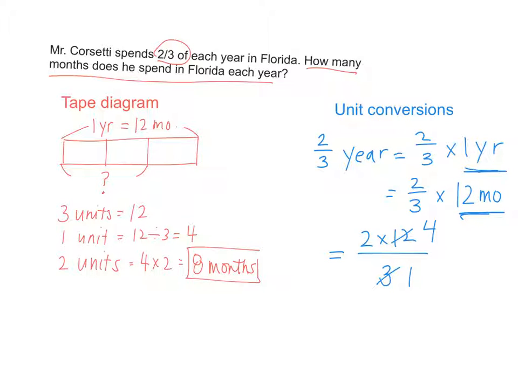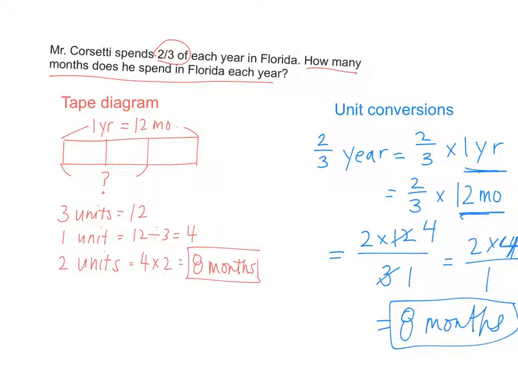Very good. So what I'm left with is 2 times 4 in the numerator and a 1 in the denominator. So what's 2 times 4? 8 over 1, which is 8 months. Okay, so did we get the same answer both ways? So can we say, yes, I'm probably right, I'm probably the best? Yeah, good.